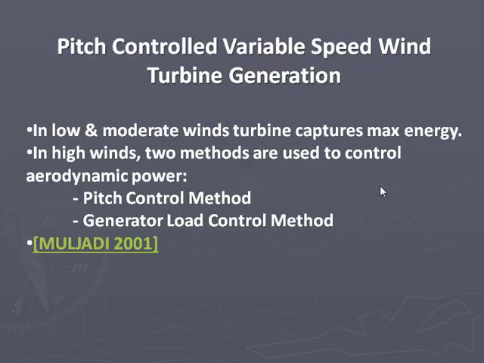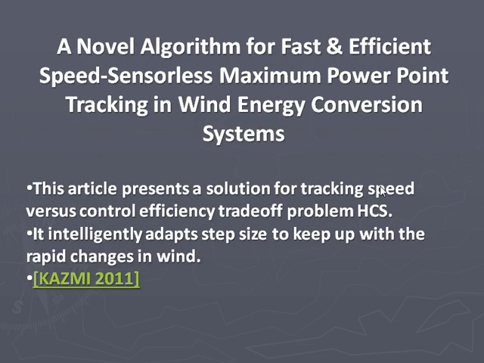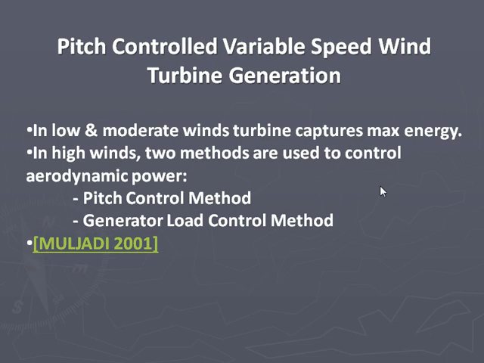And the other paper is pitch control variable speed wind turbine generation. This is for low and moderate wind speeds. It just works to get maximum energy, and at high speeds, these are the two control methods used to control the aerodynamic power. One is pitch control method, and the other is generator load control method. This is what was discussed in this paper. Pitch control is by stepping pitch size, and in load control the load of the turbine is varied, so that at high wind speeds you get power.